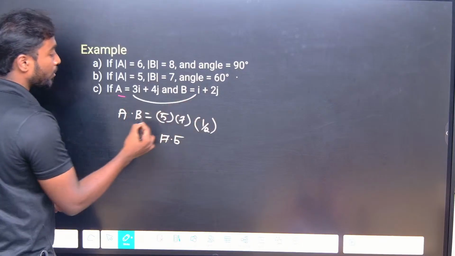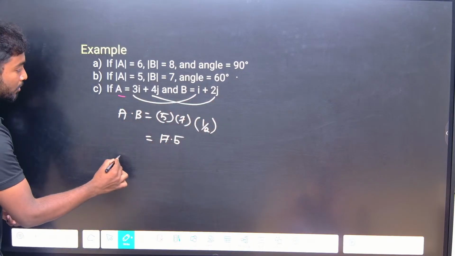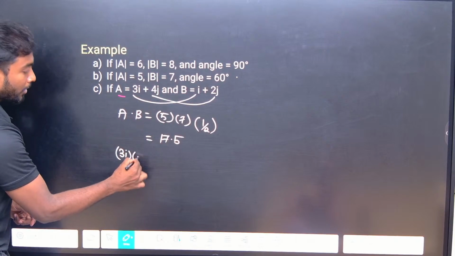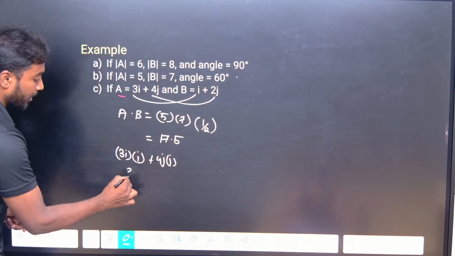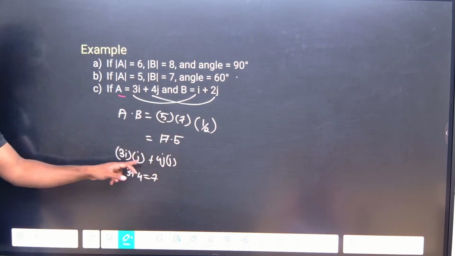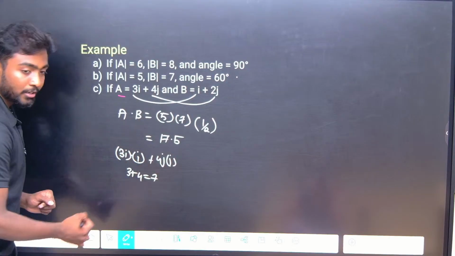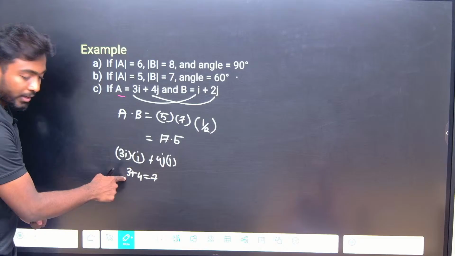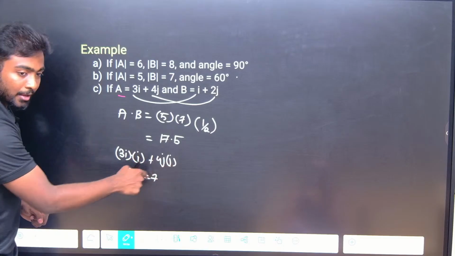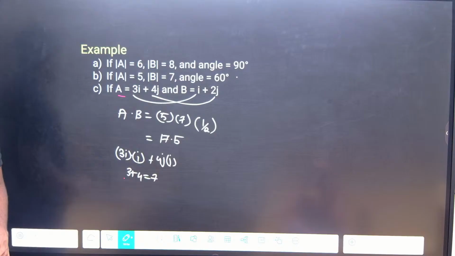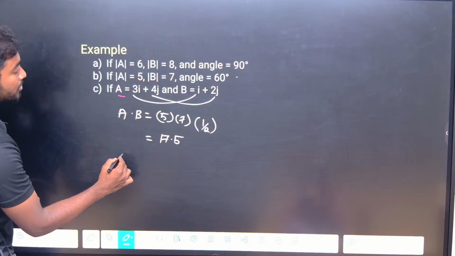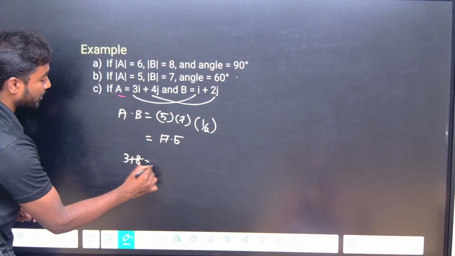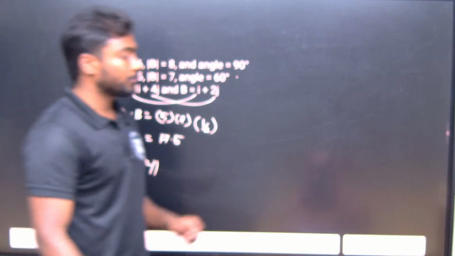Now if I talk about a and b, so i into i, j into j. That's it. So 3i into i plus 4j into j, so 3 plus 4, 7. I dot i will be 1. I dot i is 1. 3 into 1, 3. 4 into 1, 4. j dot j, 1. Any doubt here? Sir, 8. So this is 3 plus 8, 11. Yes, 11 is the answer. Done?